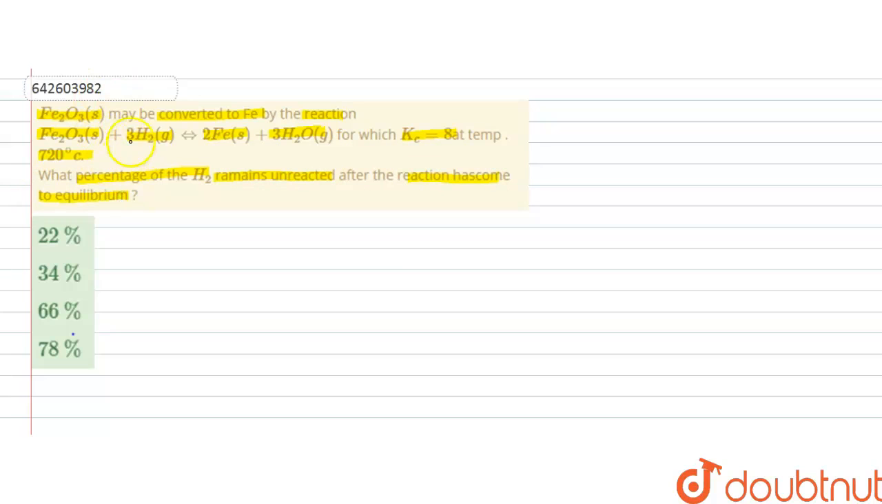So in this question it is given that Fe2O3 is converted to solid iron by this reaction, for which the equilibrium constant is given at temperature 720 degrees Celsius. We have to find out the percentage of hydrogen which remains unreacted if this equilibrium is attained. So if we write down the reaction first, that is Fe2O3 solid plus 3H2 gaseous, it forms 2 Fe solid plus 3 water gaseous.